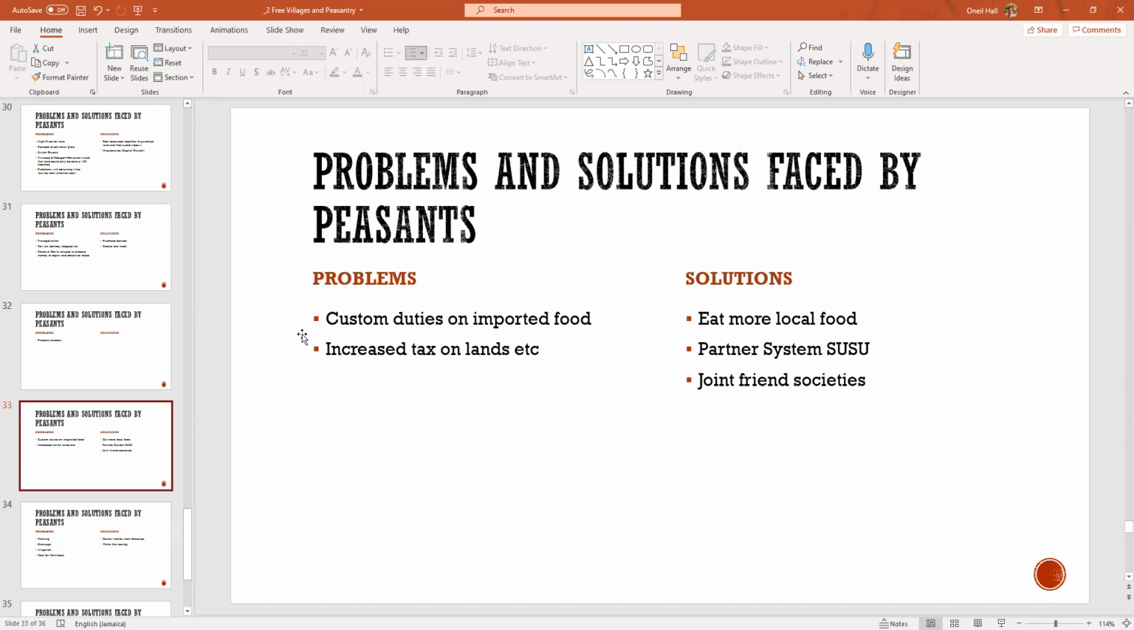And then you're going to have a lot of custom duties, and they're going to increase the cost of land. So what people are going to do to solve this is that they're going to start up the partner system, what they call susu. Some people still throw the little partner. You put your money together, and then at the end of every week, somebody gets what they call a draw. That was one way to solve the problem. You eat more local food. They join the friendly societies.